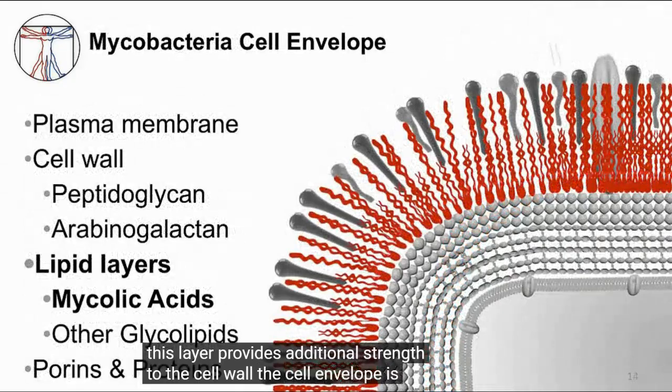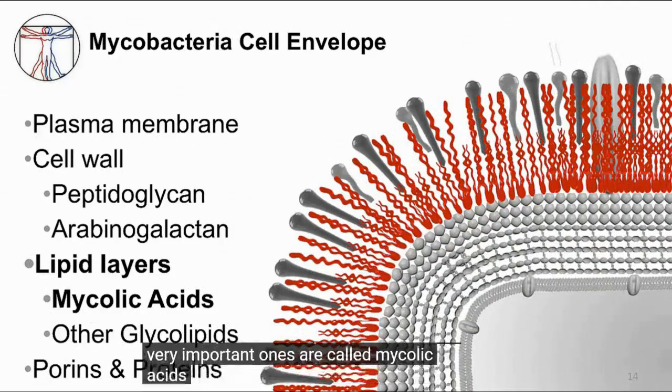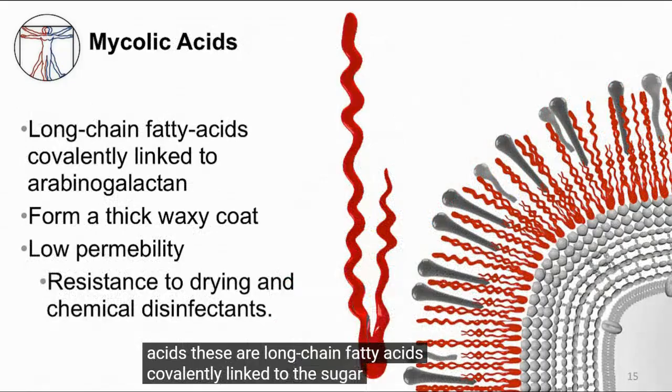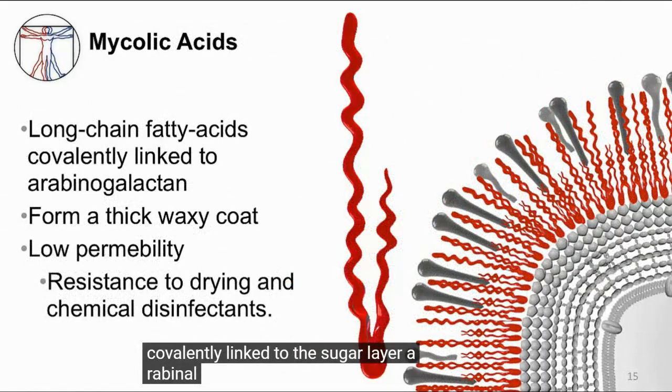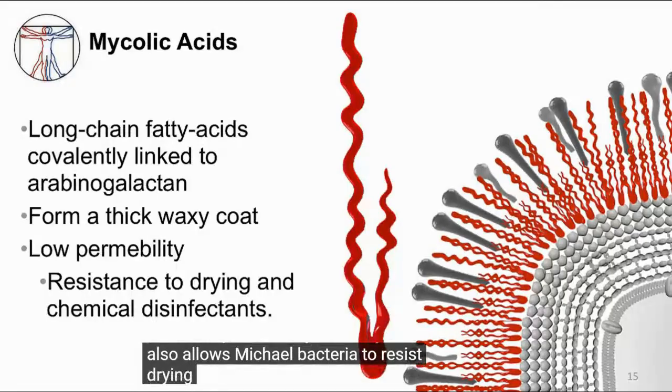The cell envelope is also composed of unique lipids, and some very important ones are called mycolic acids. These are long-chain fatty acids covalently linked to the sugar layer, arabinogalactan. As I mentioned before, these lipids form a thick, waxy coat that has low permeability. The waxy coat also allows mycobacteria to resist drying and chemical disinfectants.